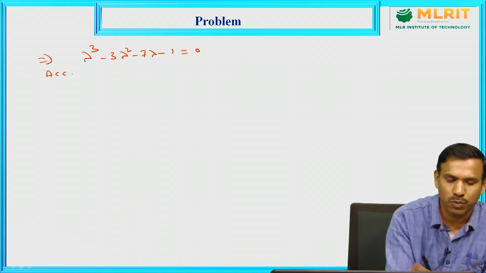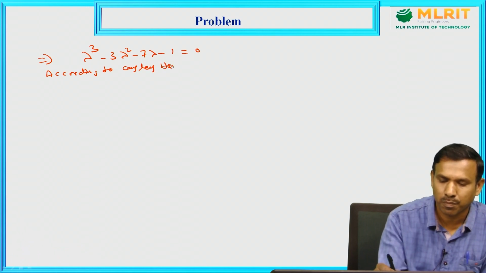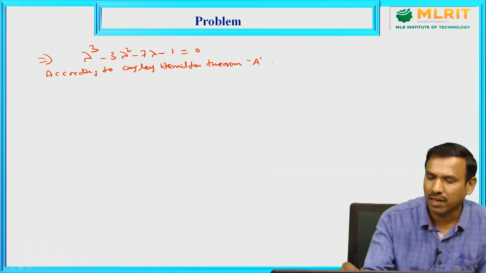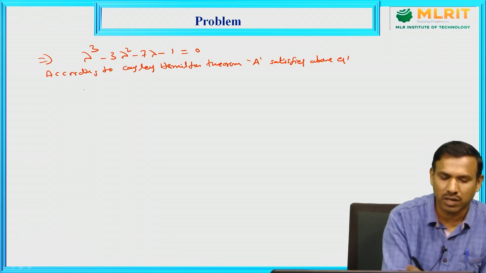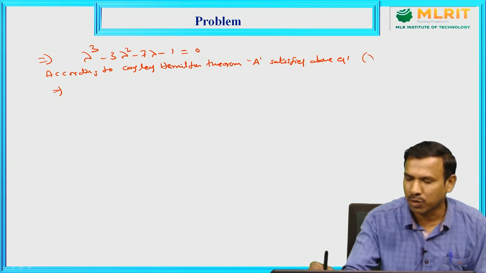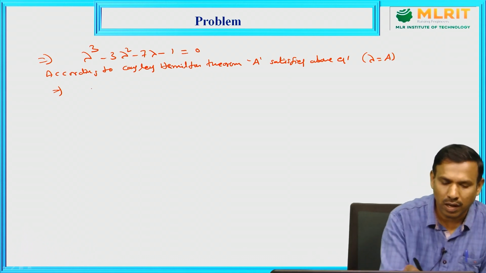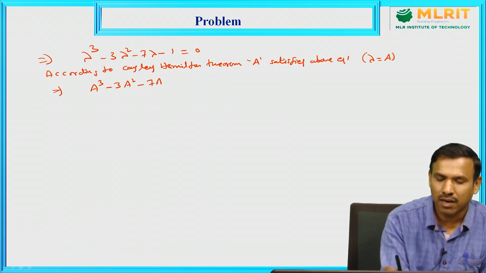So, according to Cayley-Hamilton theorem, matrix A satisfies the above characteristic equation. What is the equation? That is nothing but, to make you understand I am writing, lambda will be replaced by A exactly. So, A cube minus 3A square minus 7A, the minus 1 is a constant.